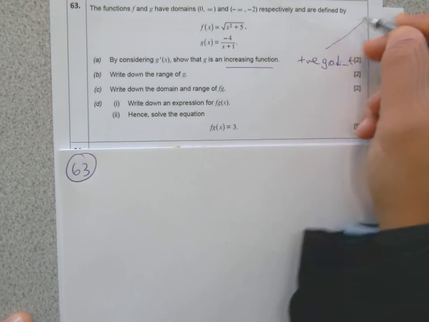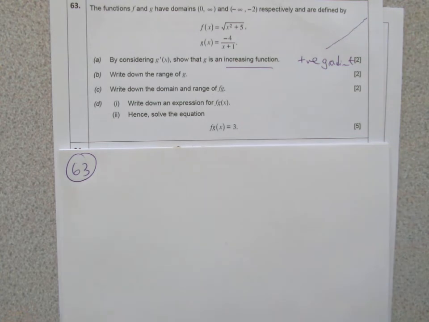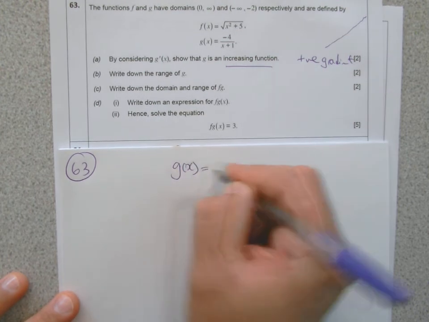It looks kind of straight, it doesn't have to be that straight, but it will be going up, right? The curve will be increasing, right? That's what it means there, positive gradient. So that's why they're asking us to do g dash of x, okay? So we've got g of x equals this.